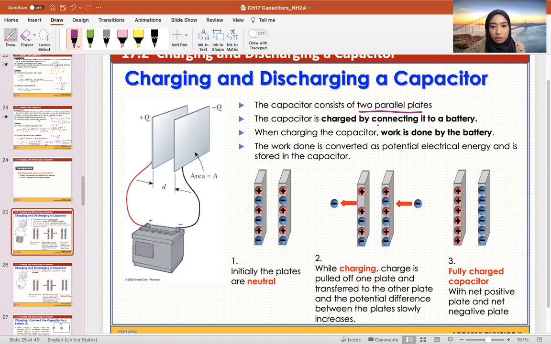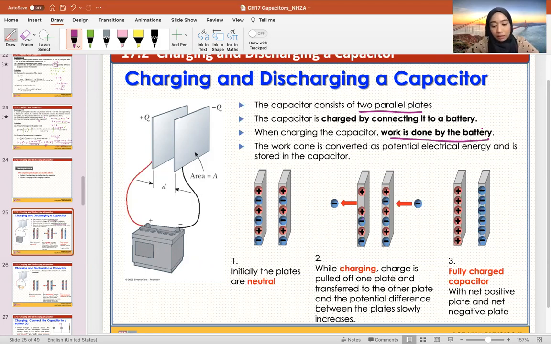The capacitor is charged by connecting it to a battery. So when you are connecting the two parallel plates to a battery, you are actually charging the capacitor. We will talk about what charging means and what discharging means. When charging a capacitor, work is done by the battery. We have also talked about this. When you are not connecting the capacitor to a battery, you are not supplying any energy for the charges to move. So the charges will stay there.